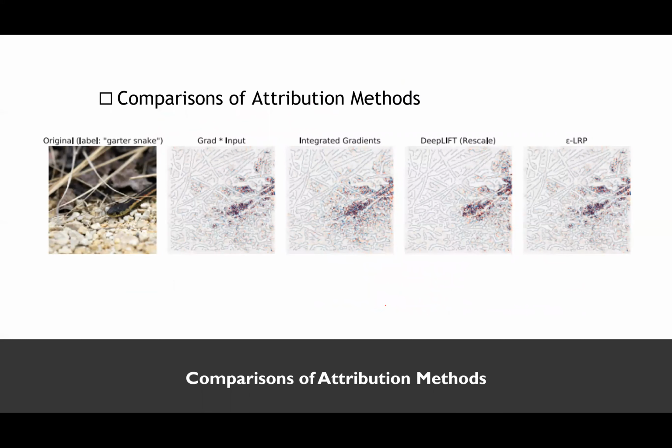If you apply these attribution methods to this cartoon snake scenario, this is gradient times input, this is integrated gradient, this is DeepLIFT, and this is epsilon LRP. You can see that epsilon LRP and gradient times input are similar, and integrated gradient highlights more the area where the cartoon snake is.